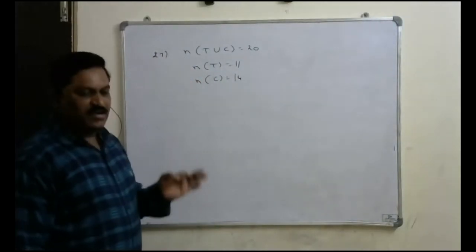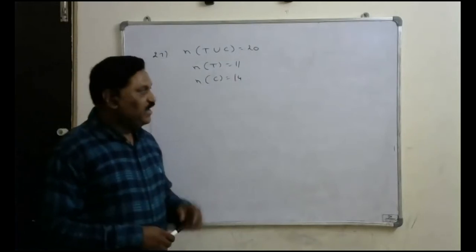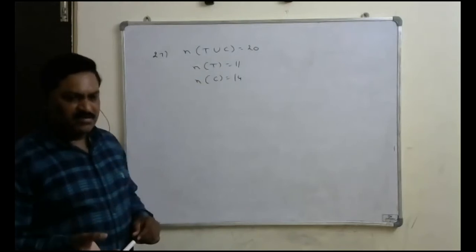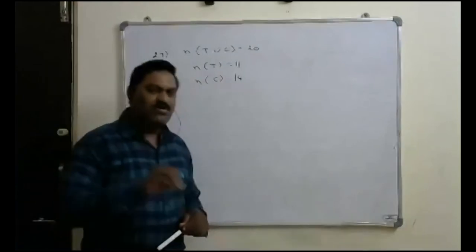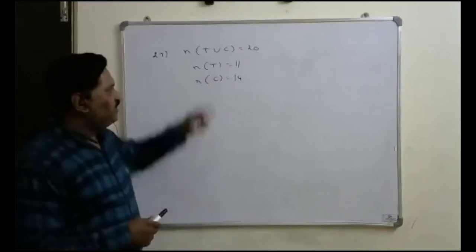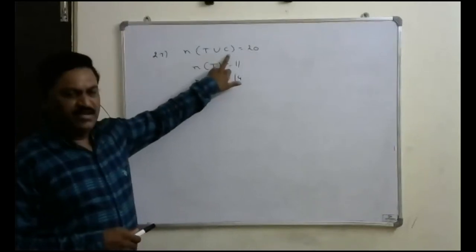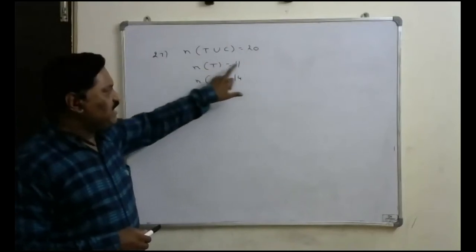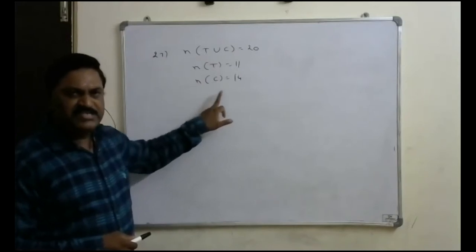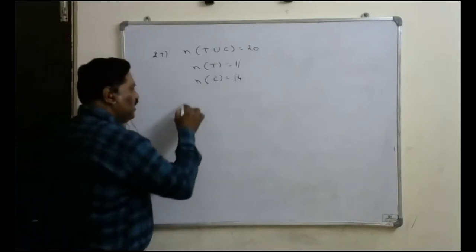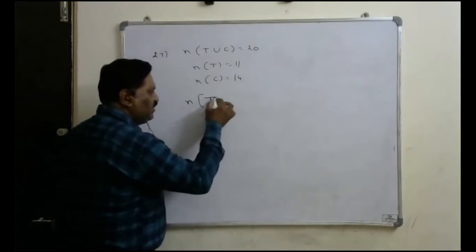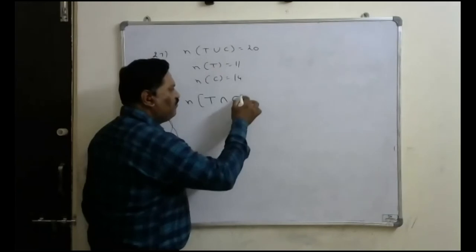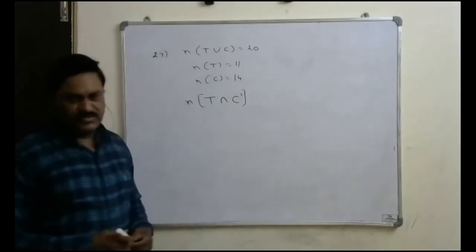Let T be the set of members who like tea. Let C be the set of members who like coffee. Every member of the family will like either tea or coffee, which we can call T union C. That was given as 20 members in the family. The number of people who like tea is 11, and coffee is 14. Now we have to find the number of people who like tea and not coffee. And means intersection, and not coffee means C complement.